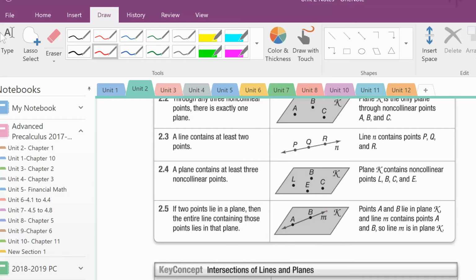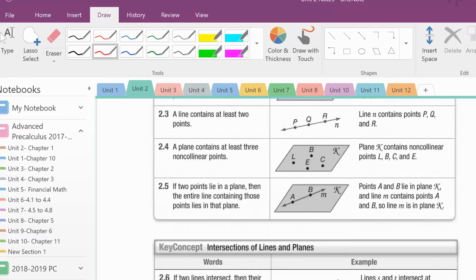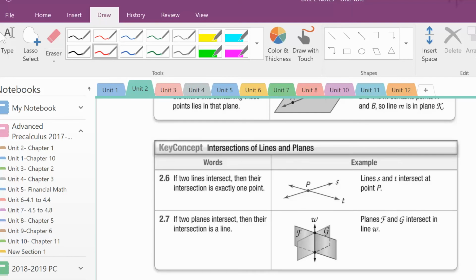So notice line AB is in plane K, so that means A and B have to be in plane K as well. And then if 2 lines intersect, then their intersection is exactly a point. So that's another postulate. If you have 2 intersecting lines, they have to intersect in a point.